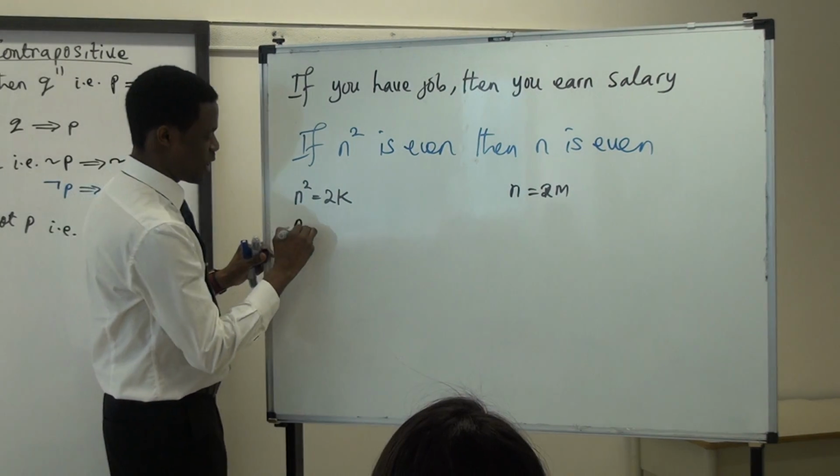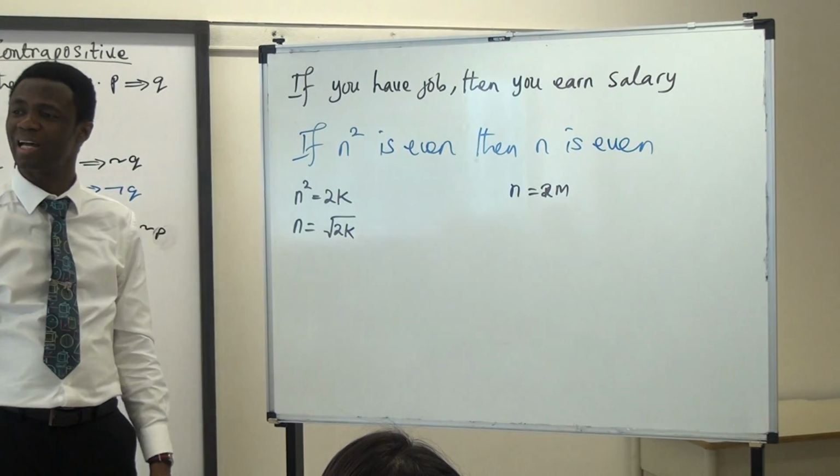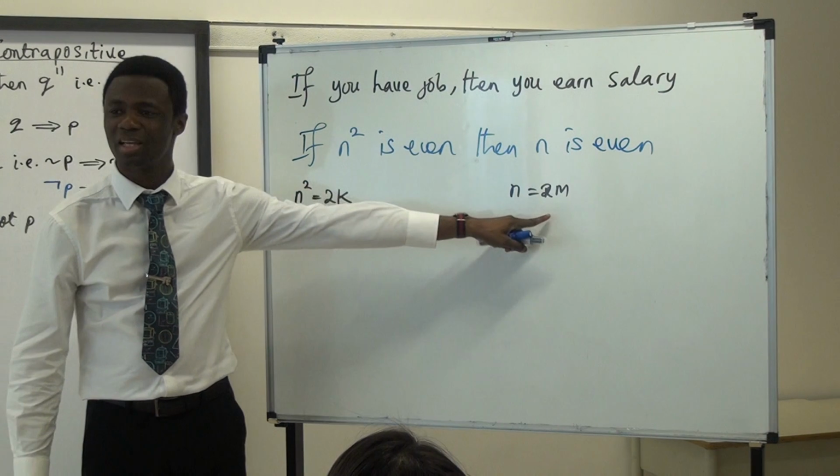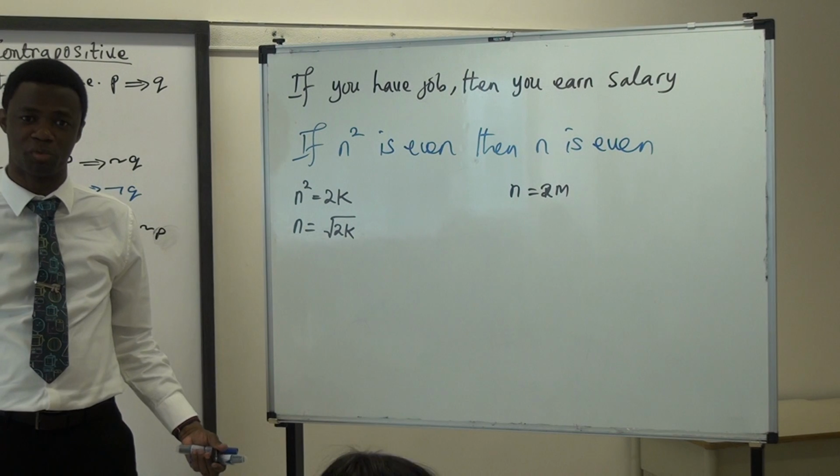Because even if I take square roots, I'm going to get the square root of 2k, isn't it? How do you simplify things like that, to be able to get 2 out? Can you see how you can get stuck in proof sometimes?